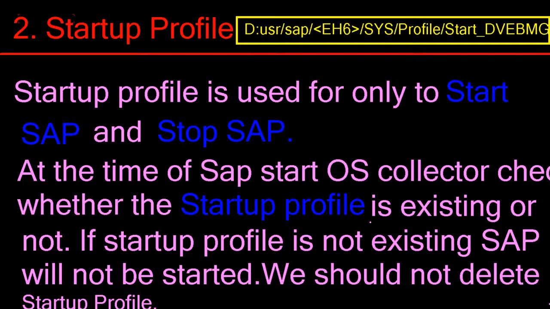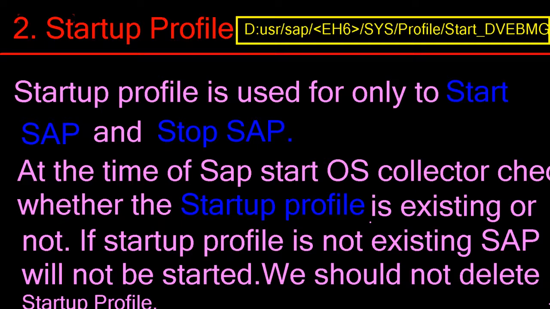There are no parameters and no values in the startup profile. This is only for start SAP and stop SAP. Whenever we try to start SAP, the OS collector checks this path, the drive USR SAP SID profile, to see whether the startup profile exists or not. If the startup profile exists, it is going to start. At the time of SAP stop also, it checks whether the profile exists or not. If the profile is not there, SAP will not be started.